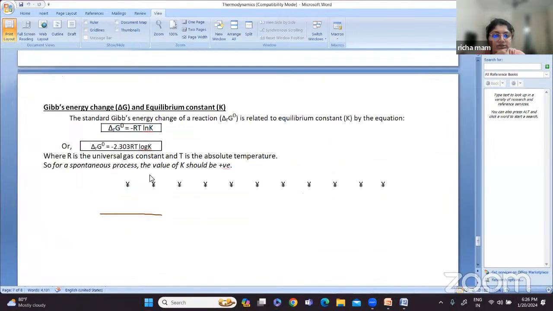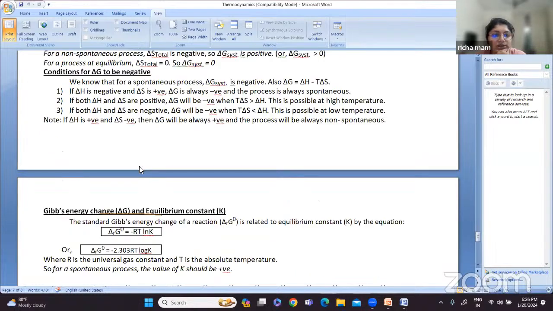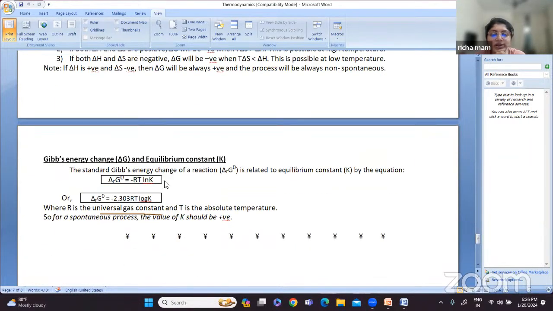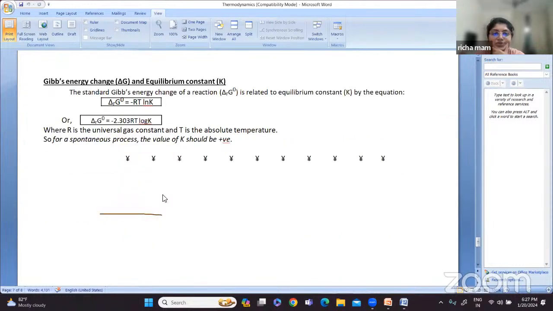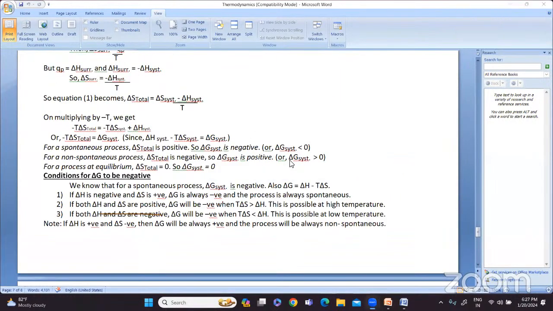I'm just going on to the important things. How are Gibbs energy change and equilibrium constant related? They are related by delta G naught is equal to minus RT ln K. If you introduce the log instead of ln, then you put delta G naught is equal to minus 2.303 RT log K, where R is the universal gas constant and T is the absolute temperature. For a spontaneous process, the value of K should always be greater than one. Keeping all these things in mind, we are going to solve the questions.